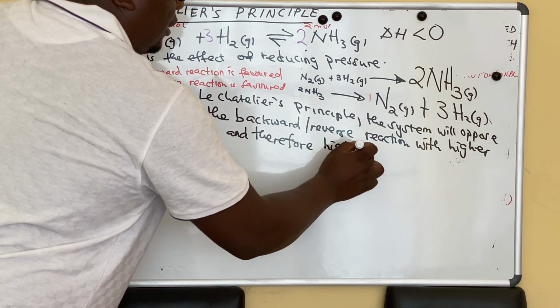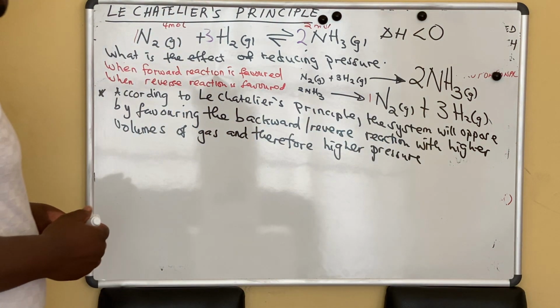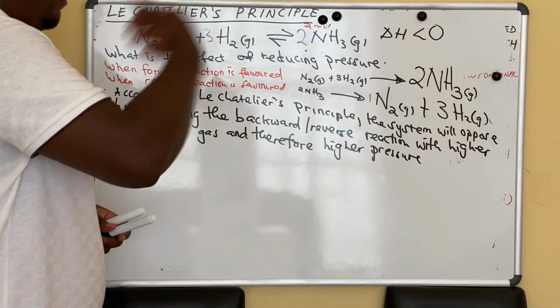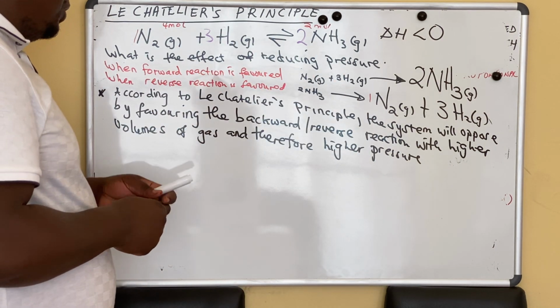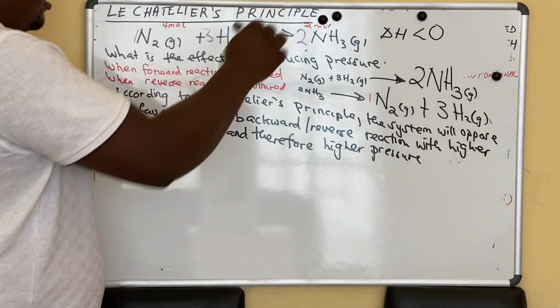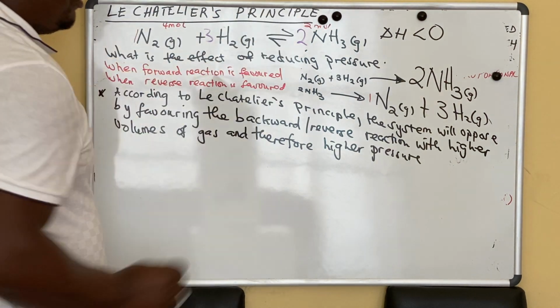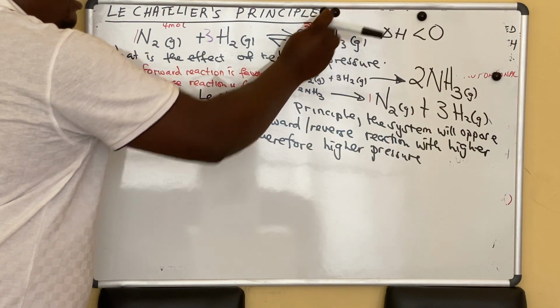Just want to make sure that it is making sense here. We have reduced the pressure, so the system opposes. How does it oppose? By favoring that reaction which is going to increase the pressure, which is the one with higher volumes of gas, which is the reverse. Because the reverse has 4 moles of gas, the forward has 2 moles of gas. But we have not answered the question.